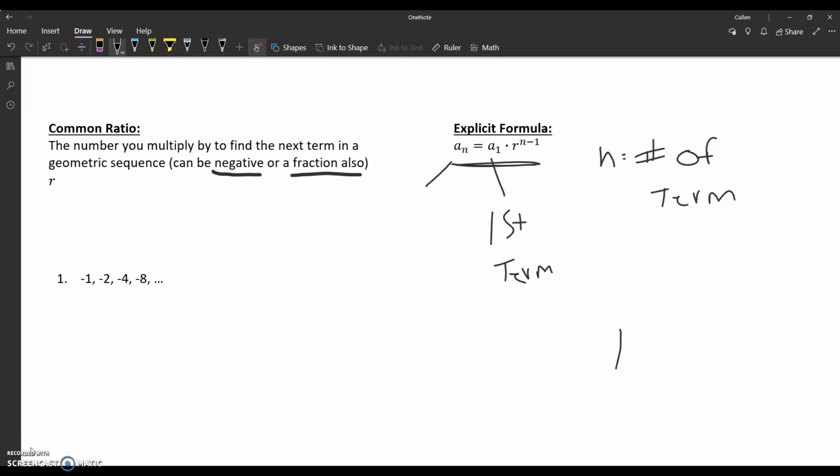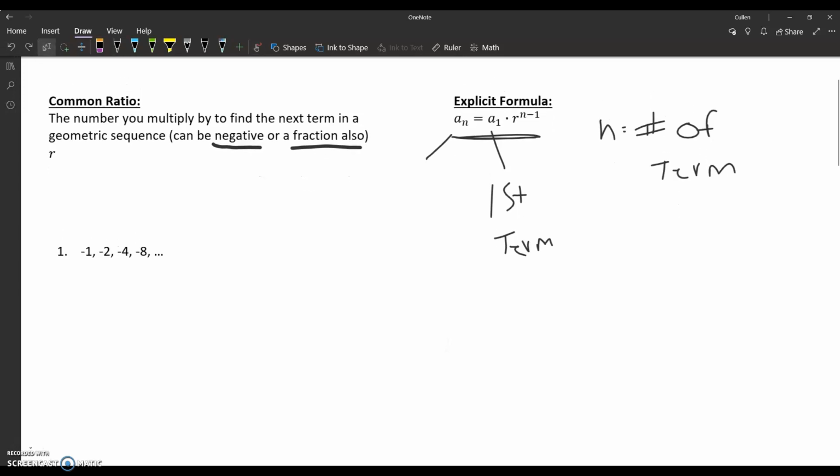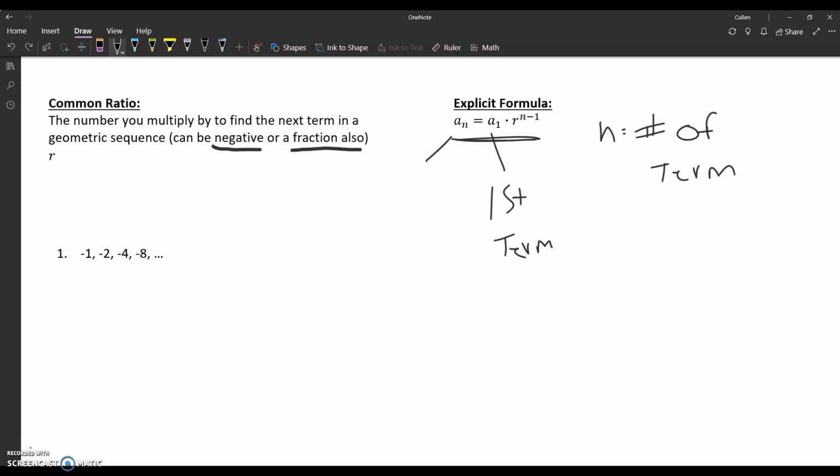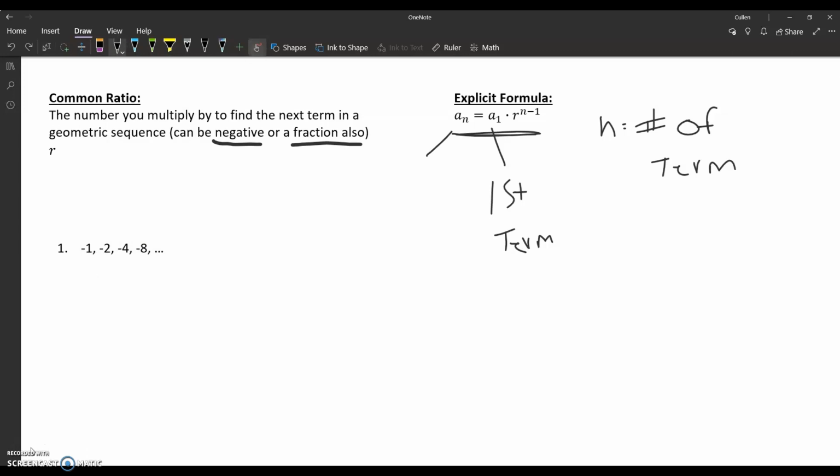Okay, let's do a couple of examples of finding the common ratio and of finding explicit formulas. So the first one we see right here with number 1. Let's see, these are negative numbers. And this is a good way to tell whether your common ratio is going to be positive or negative. If all of the numbers are the same sign, like they are here, then that means your common ratio is going to be positive.